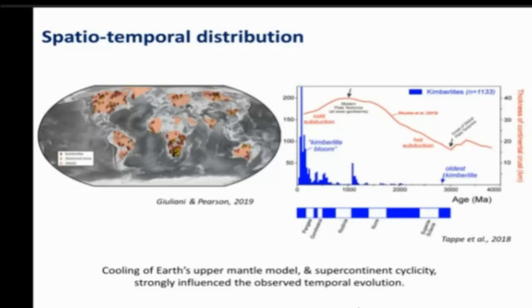And talking about the temporal variation, if you see this red line, it highlights the evolution of the thickness of the continental crust with time, and this increase and decrease of the continental thickness has been directly linked with kimberlitic volcanism.